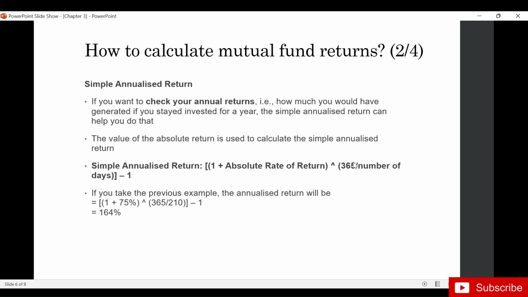So, 1 plus 75% raised to the power 365 upon 210, which is 7 months, minus 1, and the answer comes out to be 164%. So this is the simple annualized return.